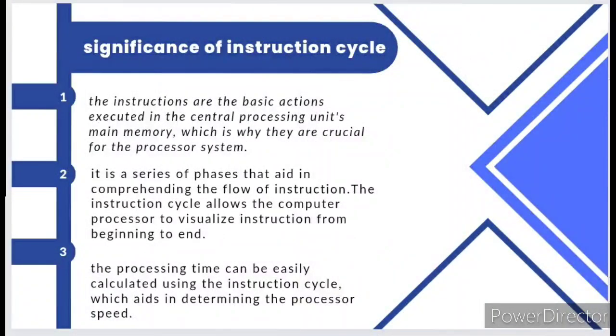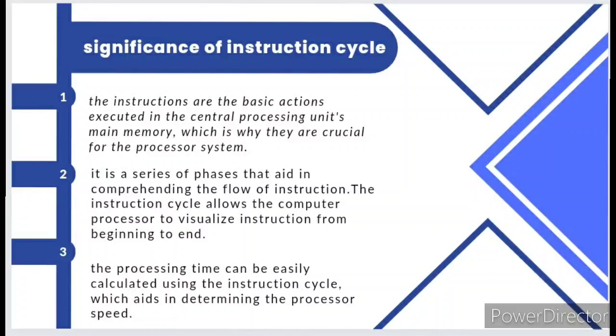So let's move to the last part of the presentation, that is the significance of the instruction cycle. The instruction cycles are the basic action executed in the CPU's main memory, which is why they are crucial for the processor. It is a series of phases that aid in comprehending the flow of instruction. The instruction cycle allows the computer processor to visualize an instruction from beginning to end.